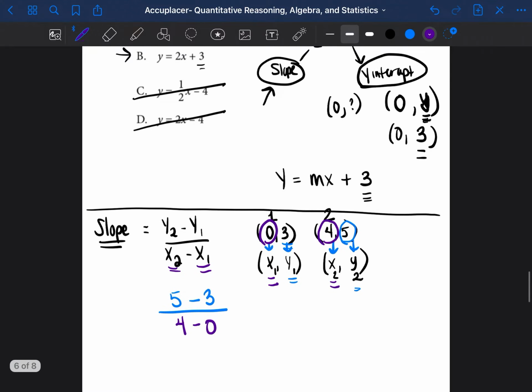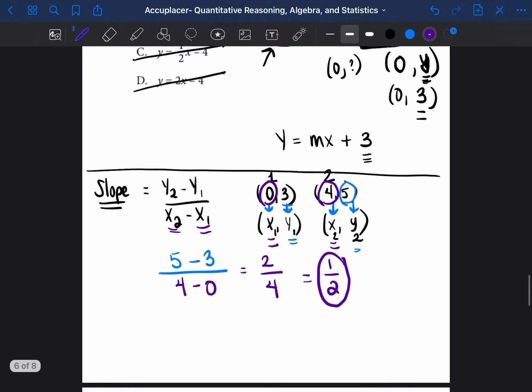Now that we have all our numbers filled in, we can go ahead and solve. 5 minus 3 is 2, and 4 minus 0 is 4. So we have 2 over 4, which is just equal to 1/2, simplified. How do we simplify that fraction?